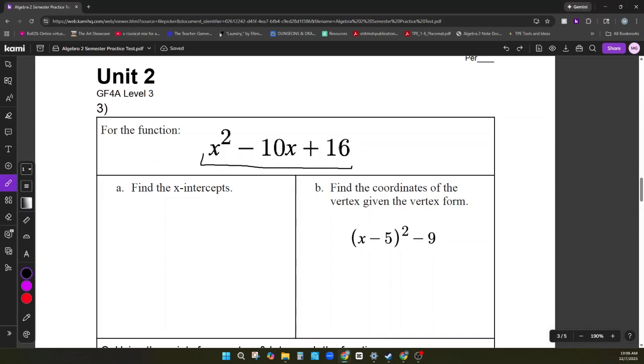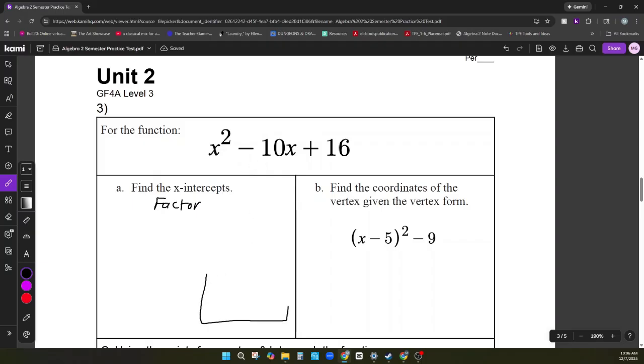So I'm given the standard form and the vertex form of an equation, but I'm told to find the x-intercepts, which means I need to find my third form of my equation, which is going to be factored form. So in order to find x-intercepts, I must factor my function.